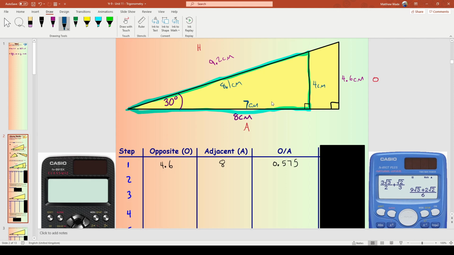Let's start filling it in again. So we've just done step 1 now. We've gone from the big triangle, which was the whole triangle, to this smaller one. In the smaller one, now the opposite side is just 4 centimeters, so like 4.0 centimeters. The adjacent side is 7, which means that when we do O divided by A, 4 divided by 7, we're going to get 0.5714 to 4 decimal places.